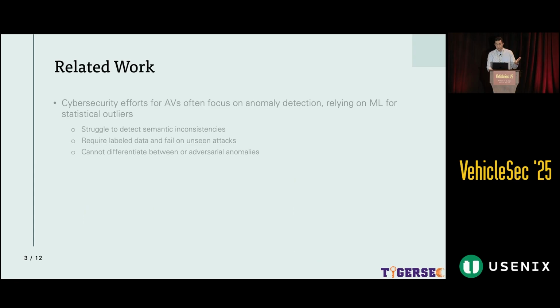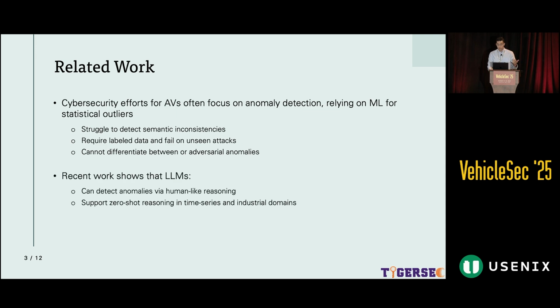So traditional cybersecurity approaches to this problem have been focusing on statistical anomalies using classical machine learning. However, these methods have three main issues. First, they struggle with semantic inconsistencies. This means that they cannot understand or make sense of the entire context of the scenario. Second, they require some sort of labeled training data, which might be difficult to get, especially for novel attacks. And third, they can't distinguish between benign anomalies, like sensor glitches, and malicious ones, like spoofed signs.